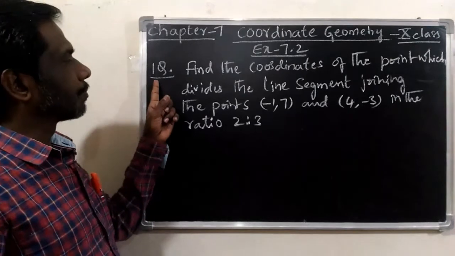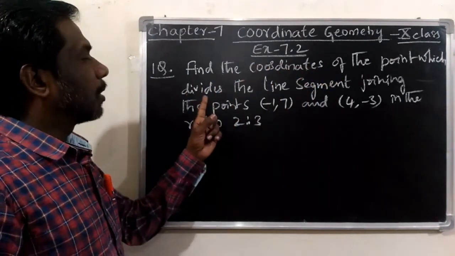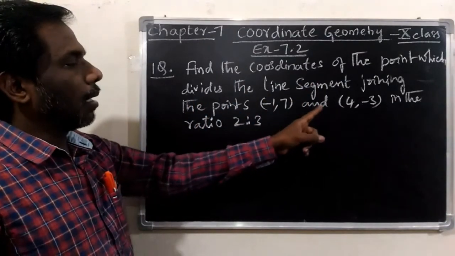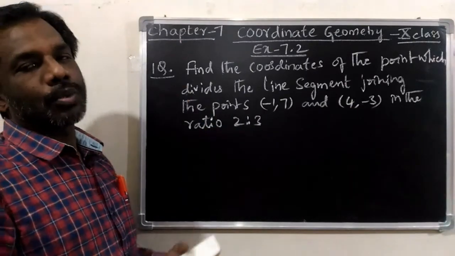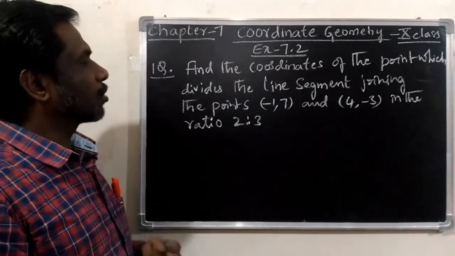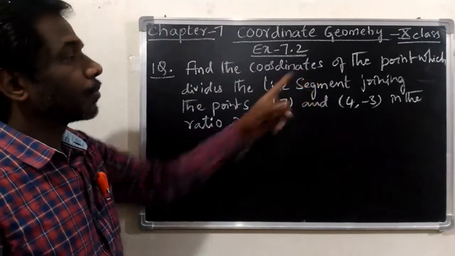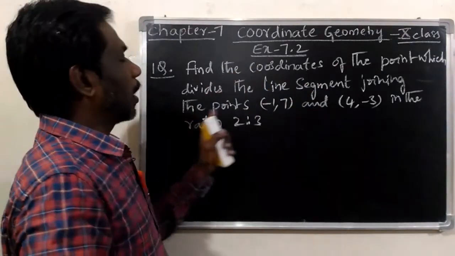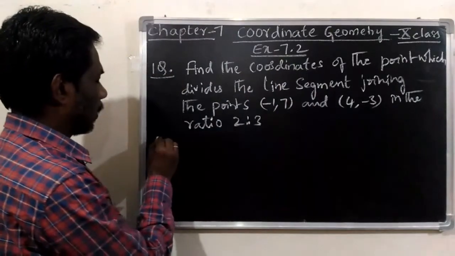First question: find the coordinates of the point which divides the line segment joining the points (-1, 7) and (4, -3) in the ratio 2:3. See what they are asking in the question. Find the coordinates of the point which divides the line segment joining the points (-1, 7) and (4, -3).